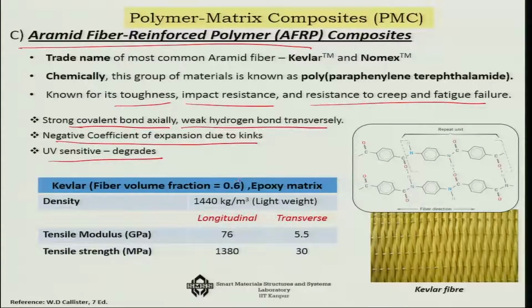Now Kevlar with a 0.6 volume fraction has a density of only 1440, so it is even lighter than CFRP in some cases, and definitely lighter than GFRP. Looking at the tensile modulus, it is close to aluminum, 76 GPa in the longitudinal direction, while transverse it is pretty weak, only 5.5. The tensile strength is 1380 MPa in the longitudinal direction and 30 MPa in the transverse direction.